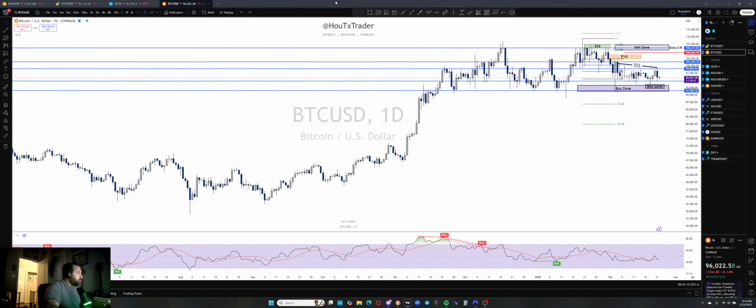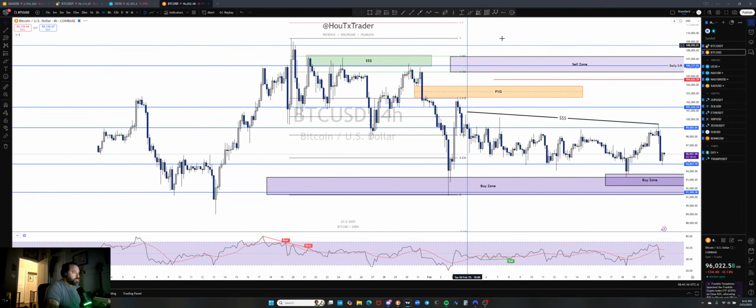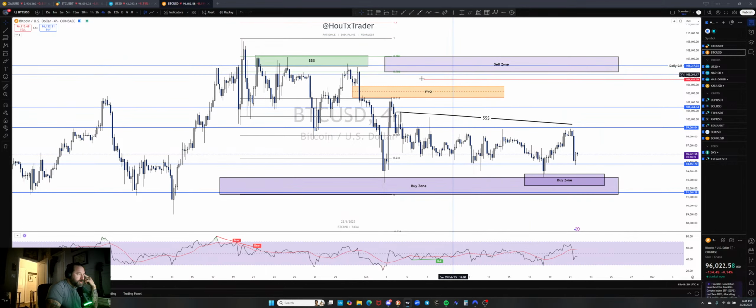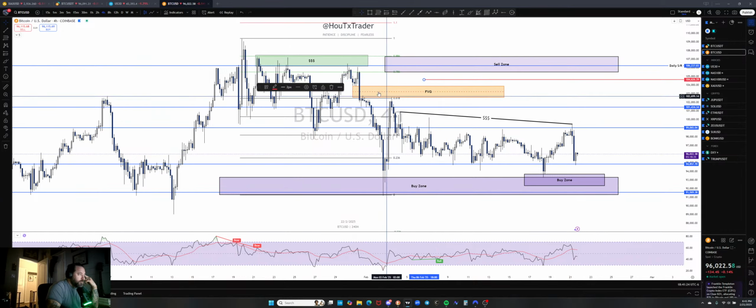So let's come back down to the 4-hour, reset our charts. All right, so we have a sell zone. We have a daily support resistance area. We have the 236 on the buy side Fibonacci, that's the red line. Fair value gap. And we have liquidity, and we have liquidity here. So I think there's plenty of reasons for this market to push up.